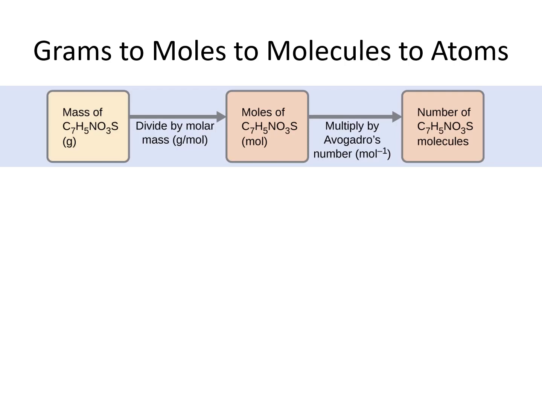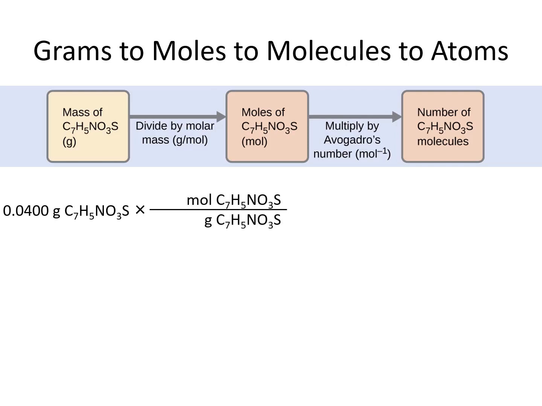Once we have number of saccharin molecules, we can add on one last step to find how many carbon atoms are in the sample. First, we start with the number given, which is 0.0400 grams of saccharin. We write a conversion factor with grams of saccharin on the bottom to cancel out with the grams we started with, and moles of saccharin on the top, since moles is our first intermediate step we are trying to go towards. We fill in the molar mass of saccharin next to grams and 1 next to moles.